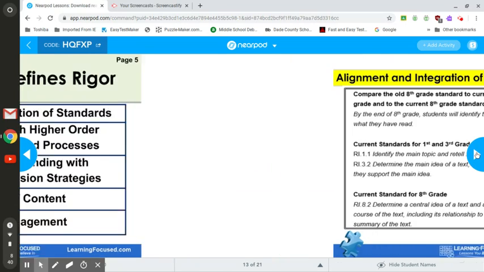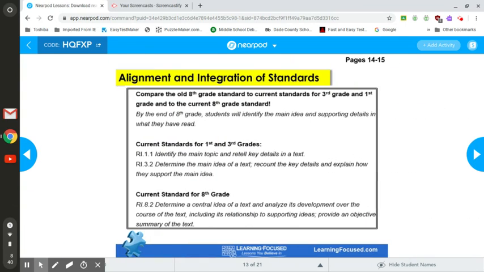All right. So the first one is alignment and integration of standards. Look at the difference in what students used to be asked to do in this eighth grade standard versus what they're asked to do now. The learning goals are certainly different, and it's vital that the assignments students receive reflect these same expectations. Let's take a minute and look at that.